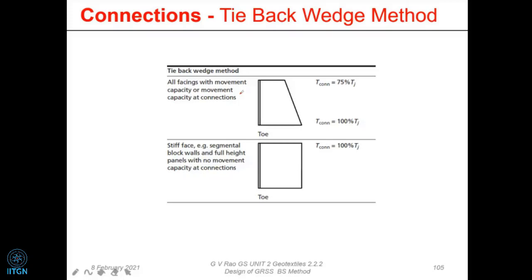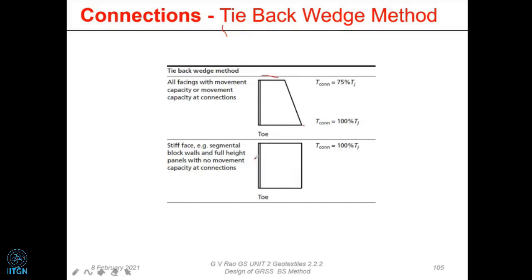But a lot of research has gone into this, and also field studies, full height panels and prototype walls were constructed, and they find that is not so. So from a design viewpoint, for the connection, let us say from the tie-back method, if all facings have movement capacity, the connection capacity required at the top of the wall is going to be 75% of the tensile strength at that level. And at the bottom, the toe, it has to be 100% of the T_J value.